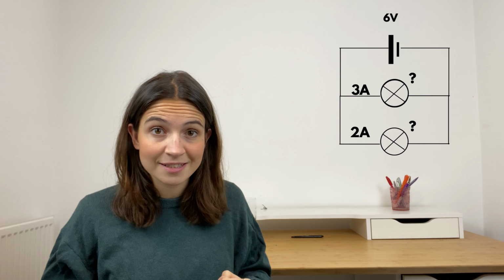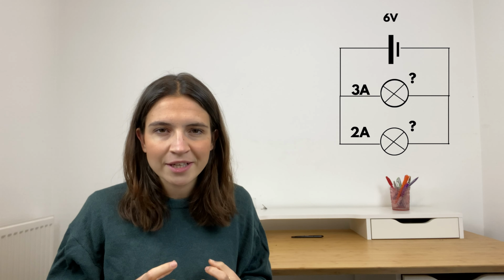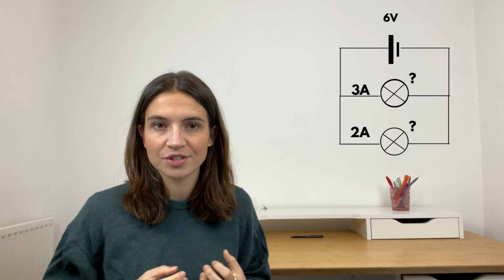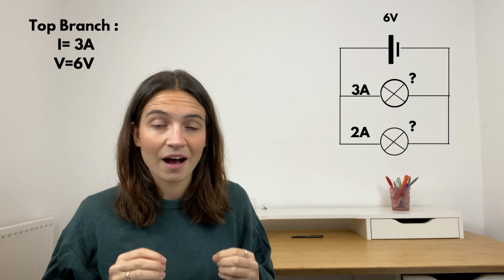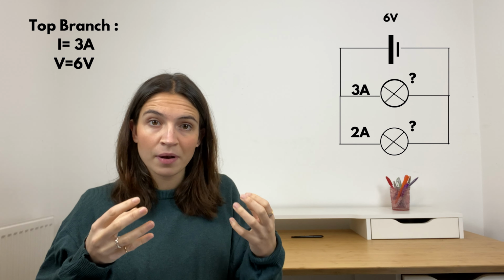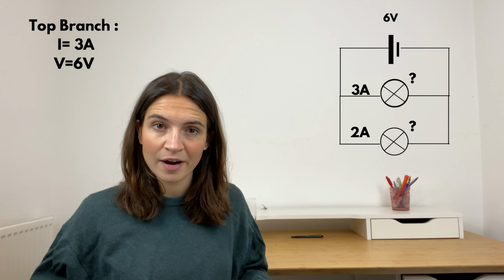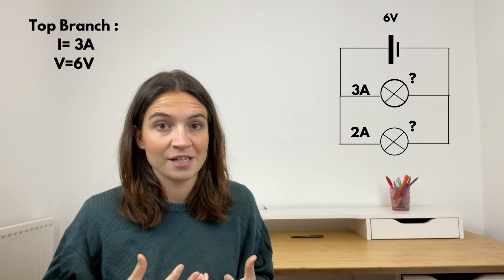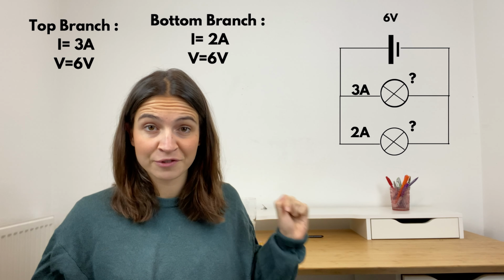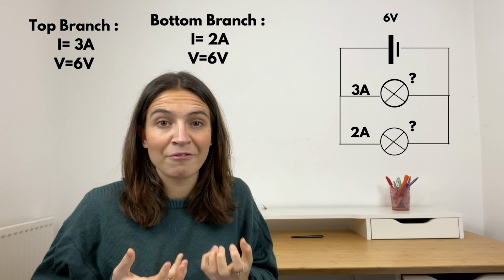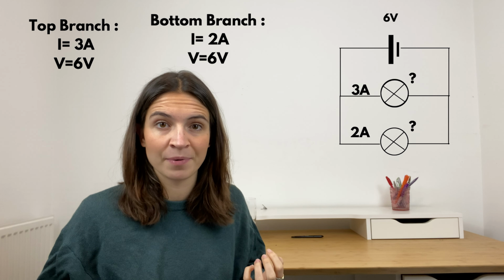Okay, let's not neglect the parallel circuits. Have a look at this circuit here. This time we want to find the resistance of each bulb. So what information do I have for the bulb on that top branch? Well, the current is 3. And because this is a parallel circuit, I know that the voltage of the supply gets applied across each branch. So that bulb must have a voltage of 6 volts across it. And in the bottom branch, I have a current of 2 amps. And again, I have a voltage of 6 volts across that bulb.